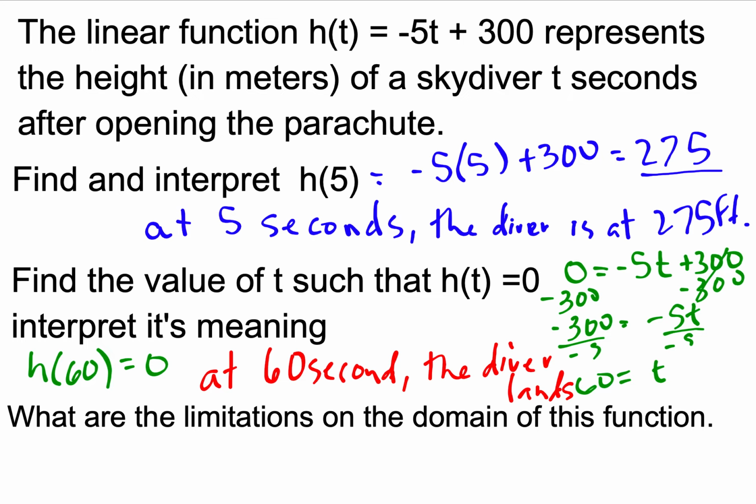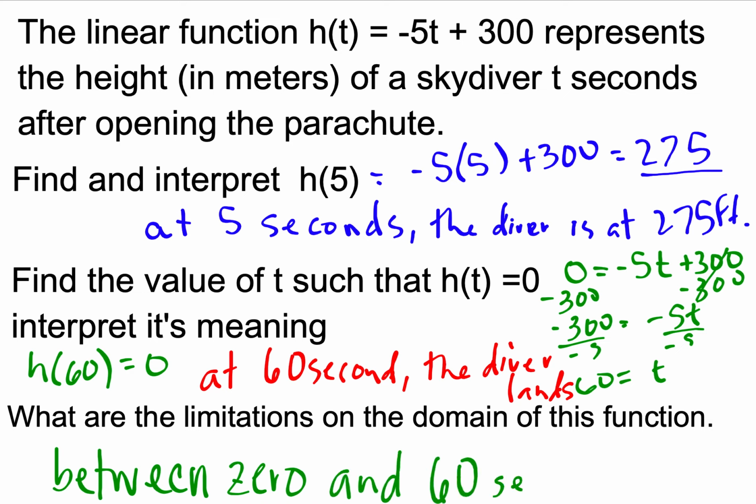Okay, what are the limitations of the domain on this function? Well, the limitations would be the parachute gets opened at 0 seconds. Even though the diver is going to have a location before then, it won't be represented by this function. So it needs to be between 0 seconds and the maximum is 60 seconds. Because after 60 seconds, even though the diver will have a position, they will no longer be representing that position by h of t. Because they'll be on the ground, they'll just be on the ground.